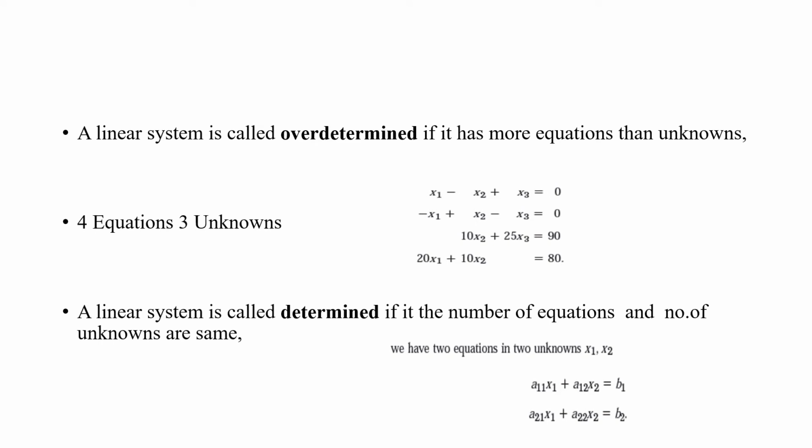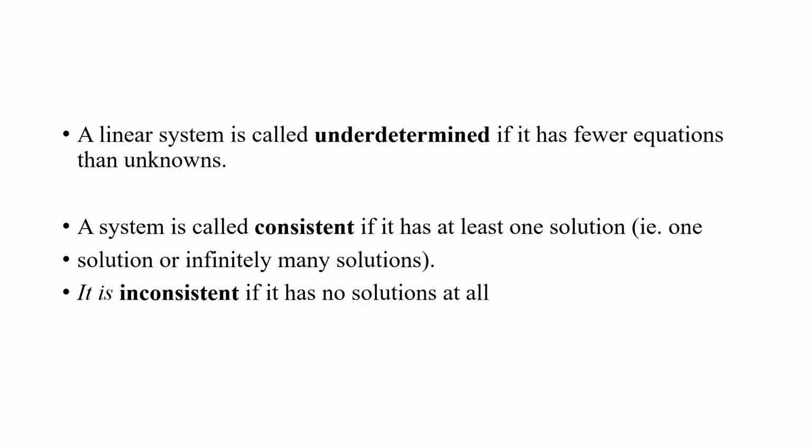A linear system is called overdetermined if it has more equations than unknowns. In the given example, we have 4 equations and 3 unknowns, so this is an overdetermined linear system. A linear system is called determined if its number of equations and number of unknowns are the same. In the given example, we have 2 equations and 2 unknowns, so it is determined. A linear system is called underdetermined if it has fewer equations than unknowns. Suppose we have only one equation with two unknowns x1 and x2, then that is an underdetermined linear system.